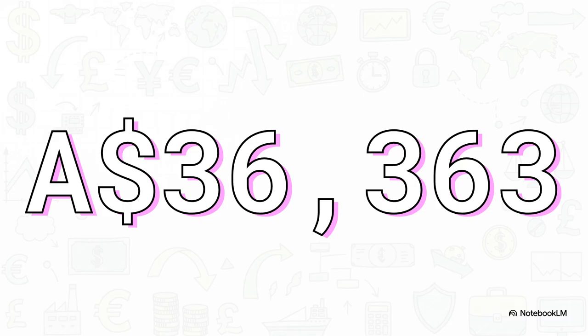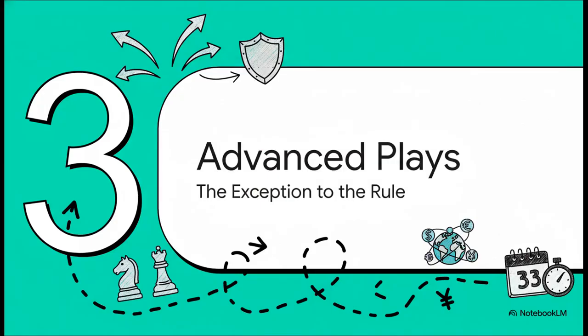Now, here's the really wild part. That gain of over $36,000 isn't just a fun fact. Accounting rules say that company has to report that as profit in its financial statements for that period, even though the bill hasn't even been paid yet. But of course, it's not always that simple. There are always advanced plays, right? So let's get into Section 3, the exception to the rule.